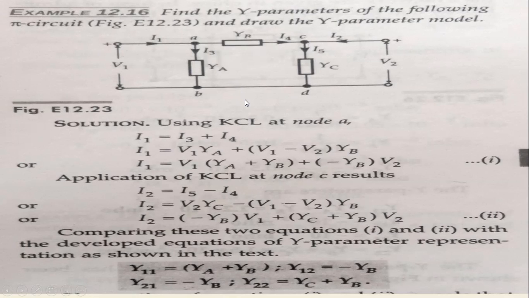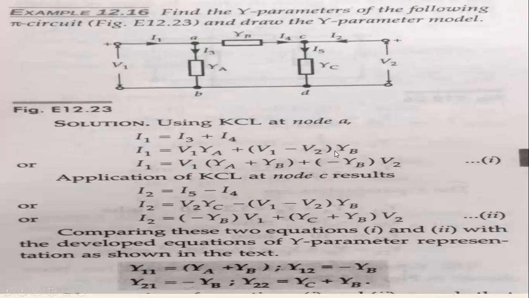I is equal to V by R, so no need to take 1 by R, because we are talking about the admittance Y. So I1 is equal to V1 minus V2 times YB, this section. Finally, the potentials are V1 and V2.